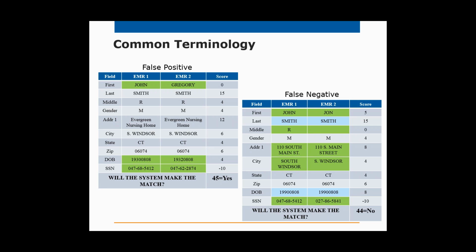And then in the false negative column, you can see that because of the differences in the address, because of the missing middle initial, and because even the date of birth is the same for these guys, that added a lot, even though the socials are different. So it was a false negative. In this case, it only got a 44 because somebody entered in a social incorrectly. I have seen that happen quite a lot as well. You would be surprised how often that happens, where somebody might fat finger an entry of a social.